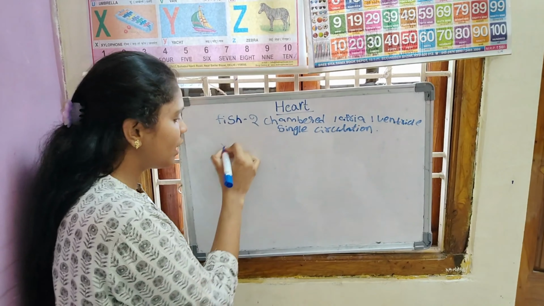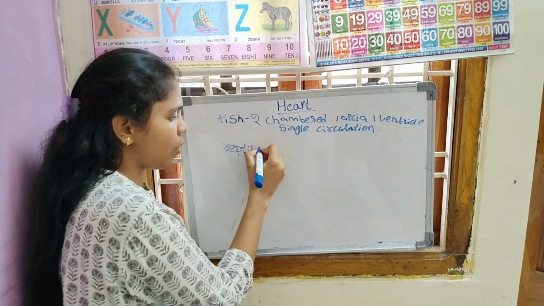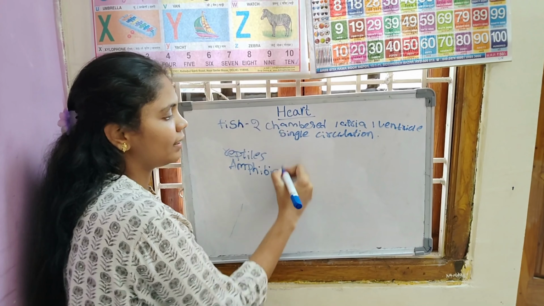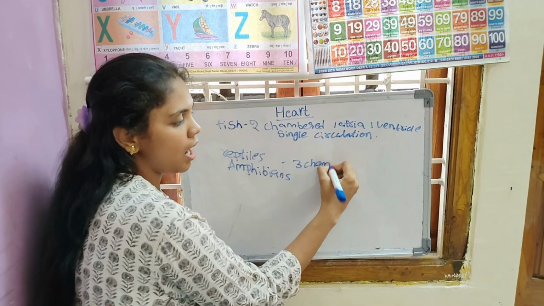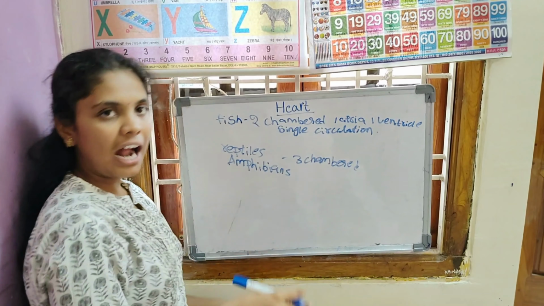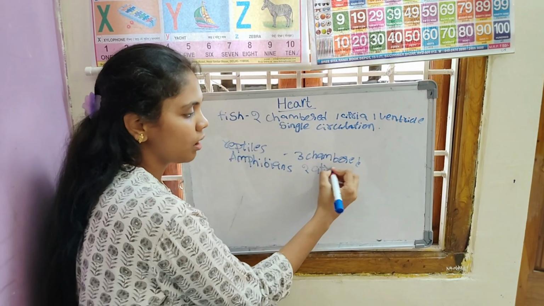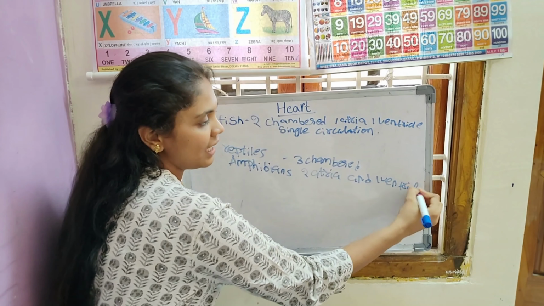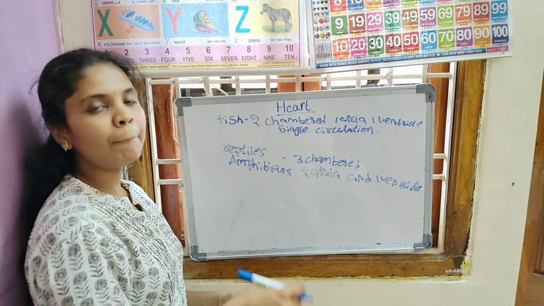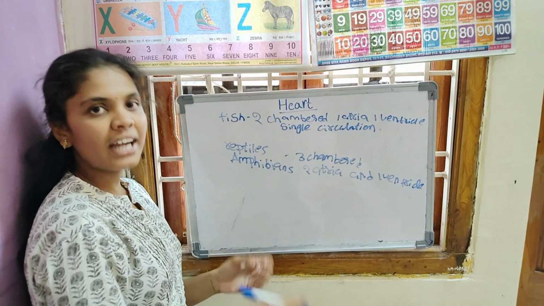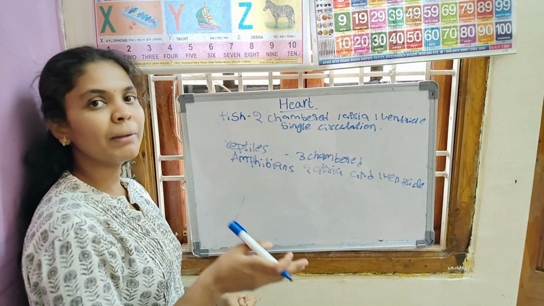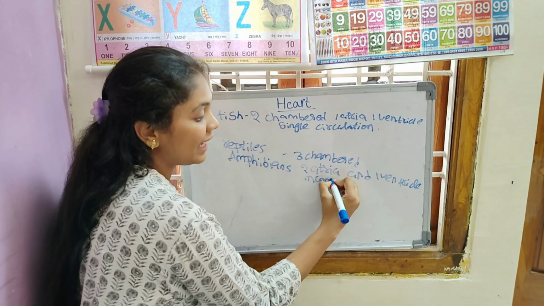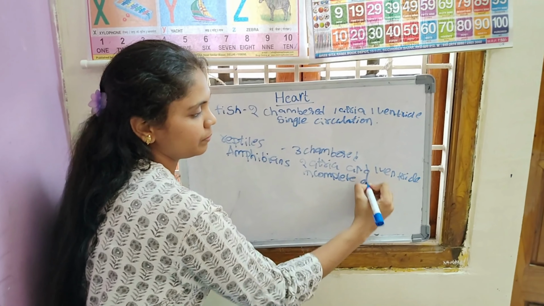Then we talk about reptiles and amphibians. They have a three-chambered heart. A three-chambered heart means two atria and one ventricle. And in this we can see incomplete double circulation, where the blood enters into the heart twice, but the second time it enters only halfway, so it has incomplete double circulation.